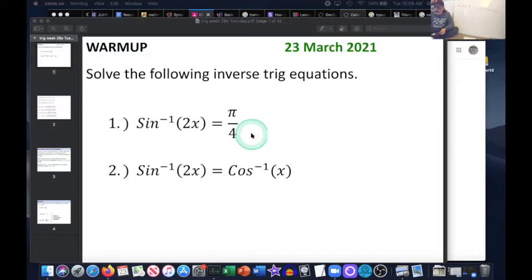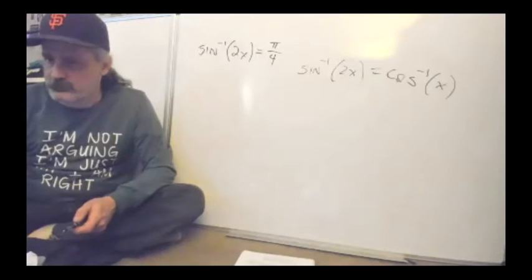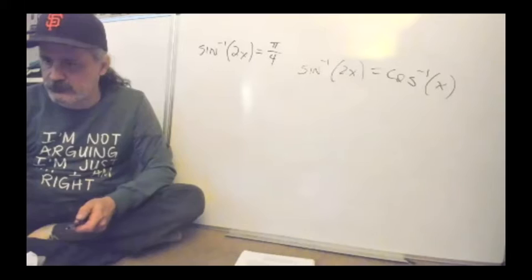Okay, so basically, notice the little -1 symbol. That's not an exponent in this case. That's a way of indicating this is the inverse sine function, and this is the inverse cosine function. So those are not exponents. They're symbolically representing the inverse functions.